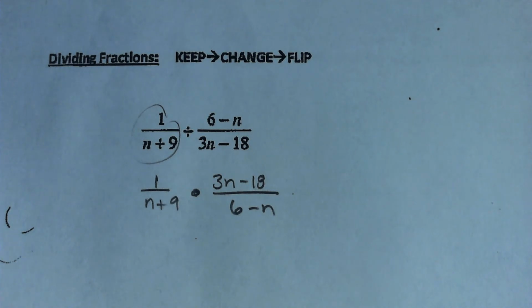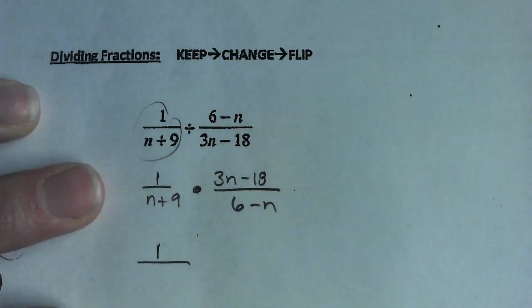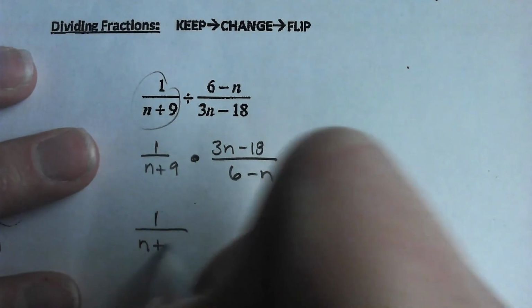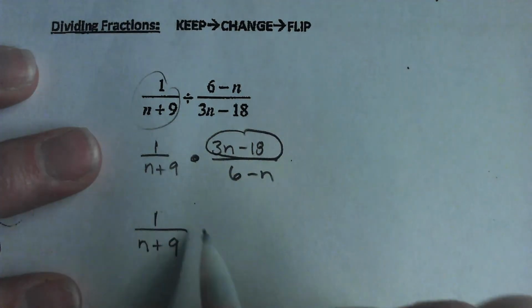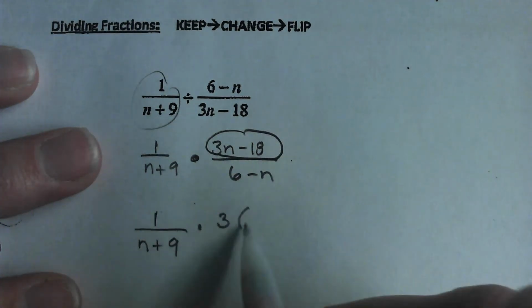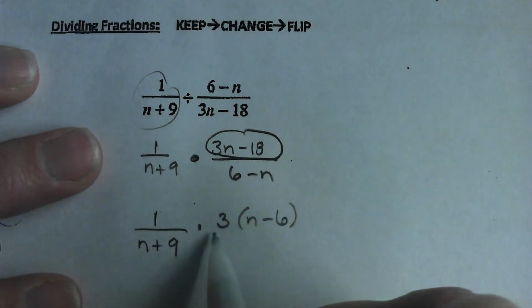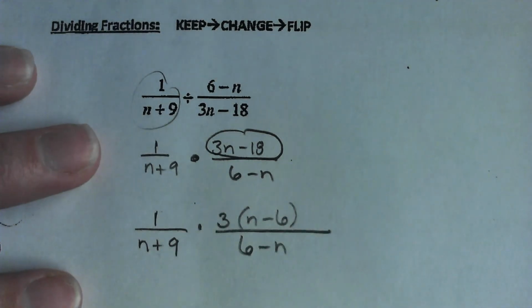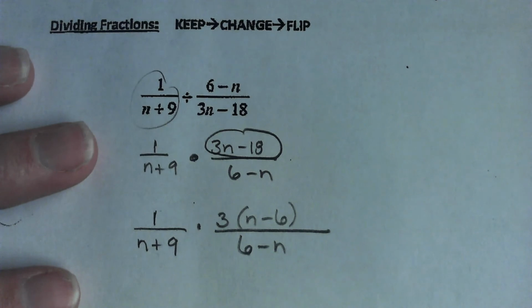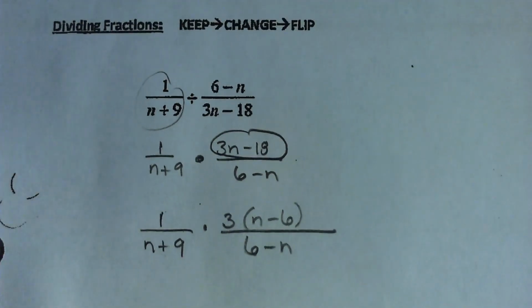So, 1 is not factorable. N plus 9 is not factorable. The top right is factorable. I can pull out a 3. I'm left with n minus 6. And the bottom right is not factorable. 6 minus n. What can I do to simplify this out, Jason?